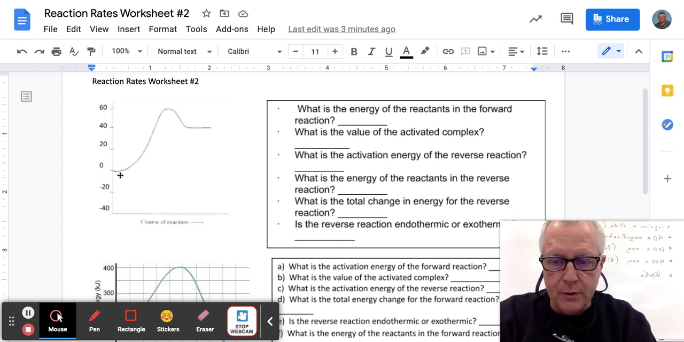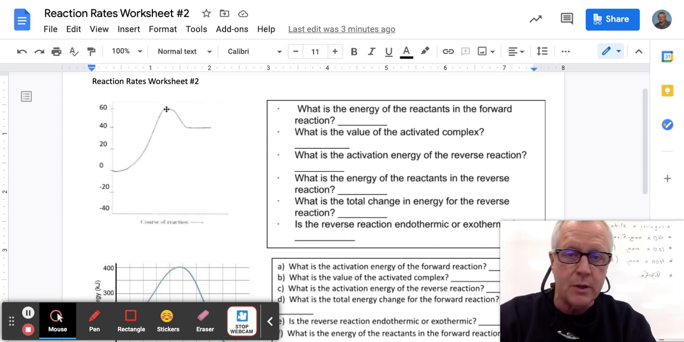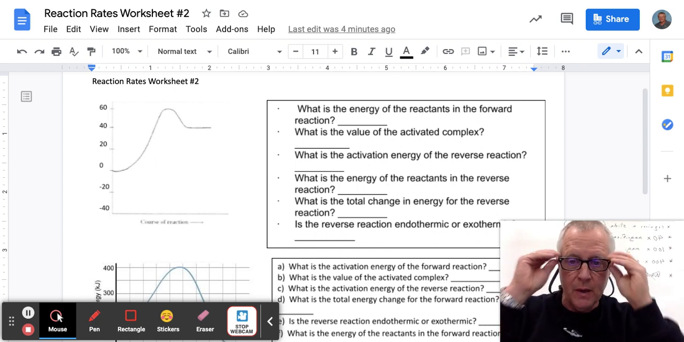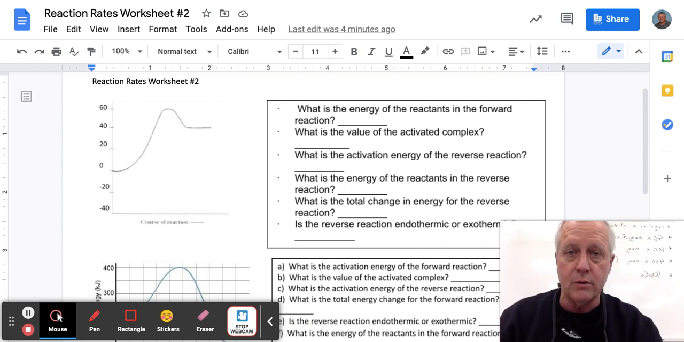For example, if we start here on the y-axis, that's where the reactant energy begins. And so here's the reactant energy. Now this reaction takes place and energy changes. When it reaches its highest peak, that is what is known as the activated complex. The activated complex is the highest maximum amount of energy. Realize that those are when bonds are being broken and reformed to form products.